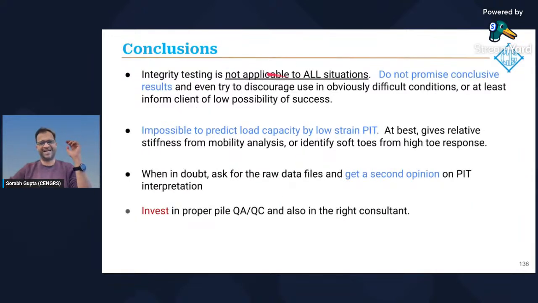Integrity testing is not applicable to all situations. As I said earlier, it's okay to say that your PIT data is inconclusive. You have to try your best. But if you have a very non-uniform pile or some complex site conditions, it is possible that your integrity test may not give you conclusive results. In those cases, both the customer and the testing agency have to be aligned that it's okay to say that the PIT data is not conclusive and move on.